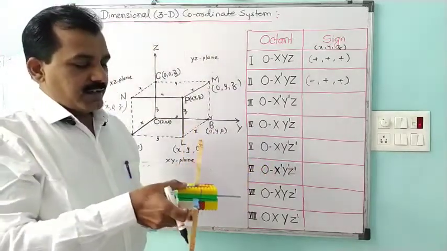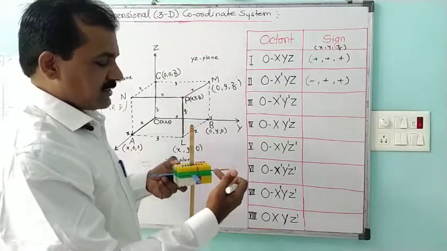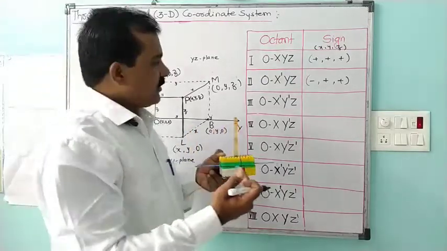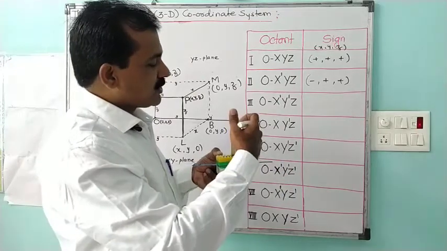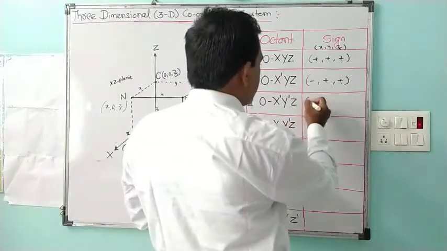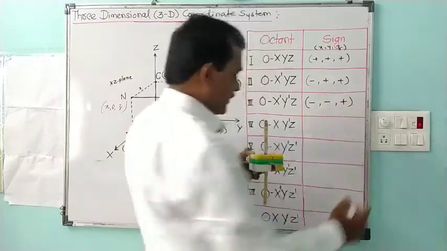When we rotate in the anti-clockwise direction, the third octant we get is with negative x-axis, negative y-axis and positive z-axis. So in this case, x is negative, y is negative and z is positive.